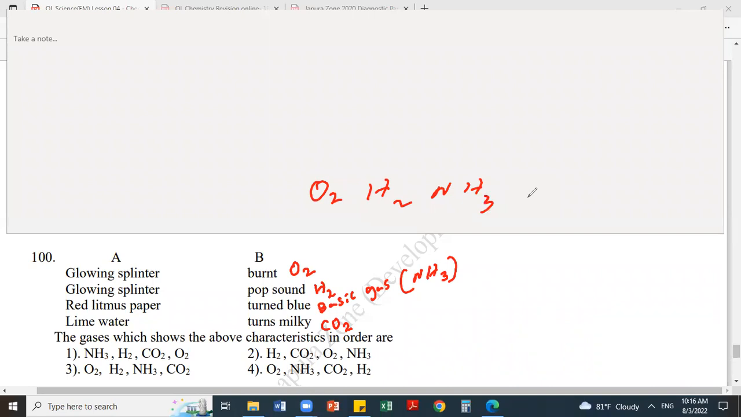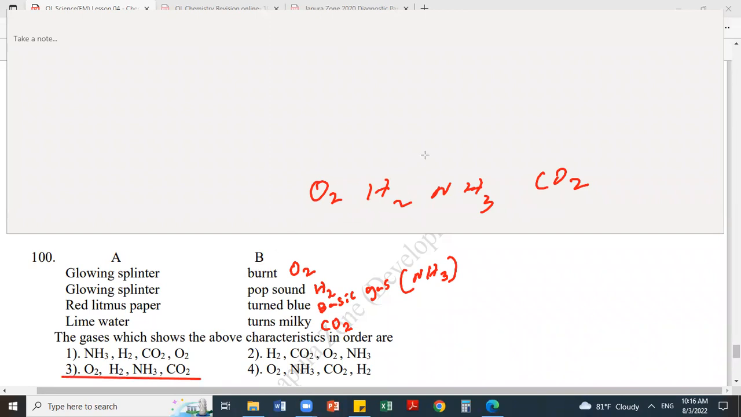Very good, all of you are correct. Binula, Lakindo, Semika, Vasa Fernando, Niti Charul. Very good, excellent. So the answer is 3, right? Oxygen, hydrogen, ammonia and carbon dioxide. Question number 100. The answer is 3.